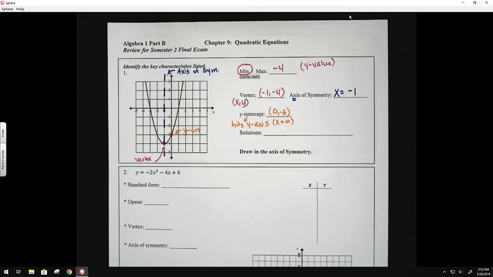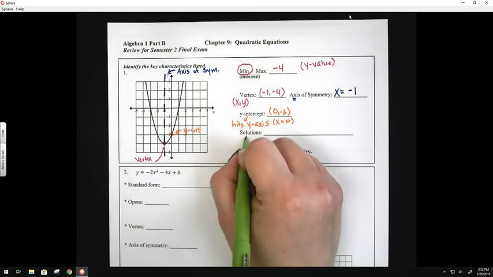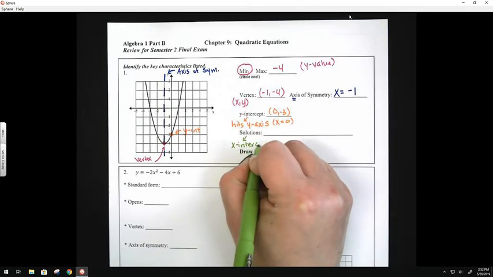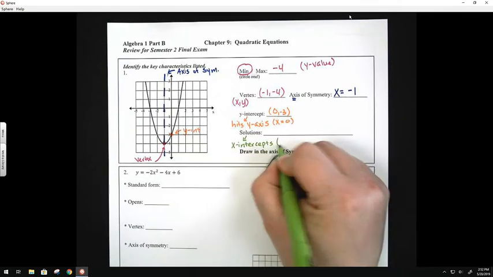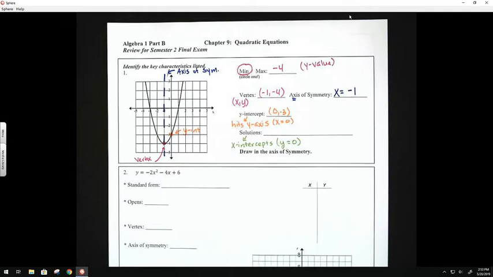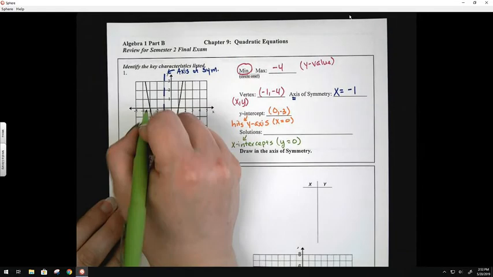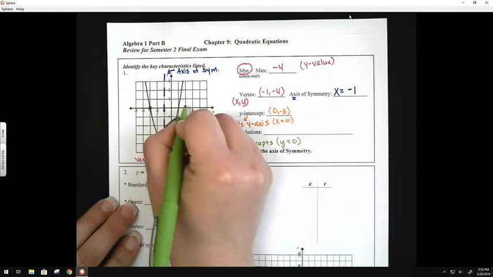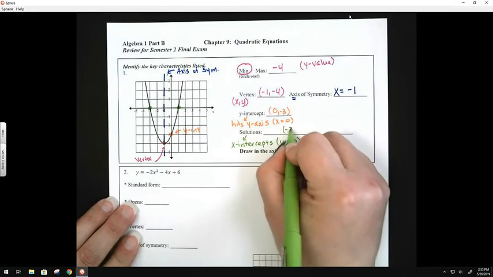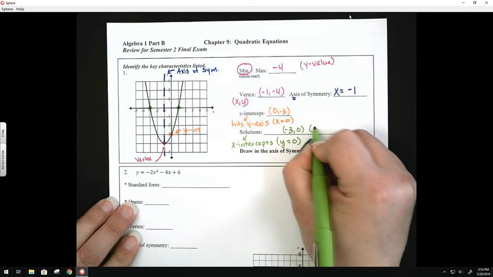And then we need our solutions. The solutions to a quadratic are the x-intercepts. So they're where y equals 0. It's where the parabola crosses the x-axis. So remember, we said sometimes it has two solutions, sometimes it has one solution, and sometimes it has no solutions. In this particular case, this parabola has two solutions, and they are right here. So that's the point -3, 0 and the point 1, 0.